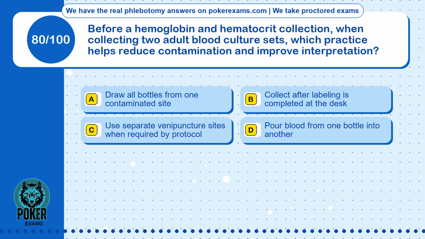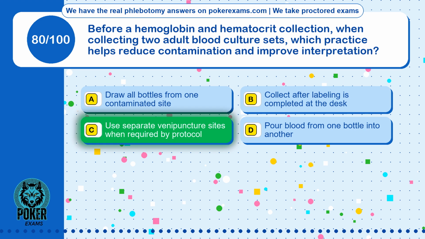Question 80. Before a hemoglobin and hematocrit collection, when collecting 2 adult blood culture sets, which practice helps reduce contamination and improve interpretation? Option A. Draw all bottles from one contaminated site. Option B. Collect after labeling is completed at the desk. Option C. Use separate venipuncture sites when required by protocol. Option D. Pour blood from one bottle into another.